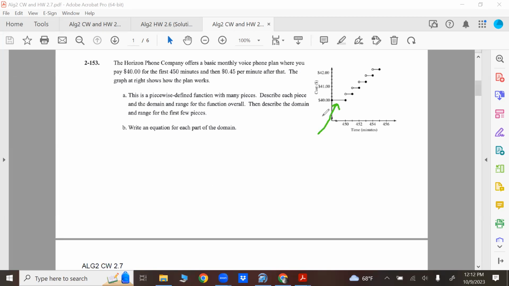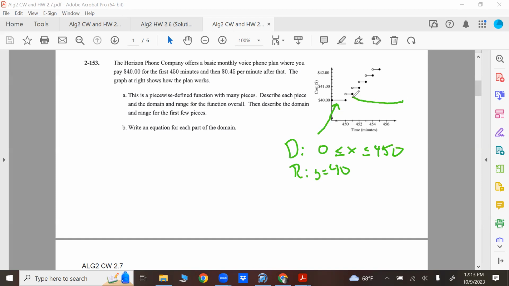Let's look at this first piece here. What's the domain of that first piece? It goes from what to what? 0 to 450, totally. Yep. Because you may not talk to anybody, but you can also talk up to 450 minutes. And what's the range here? What's the only y value for that line? So you just write y equals 40. That's it.